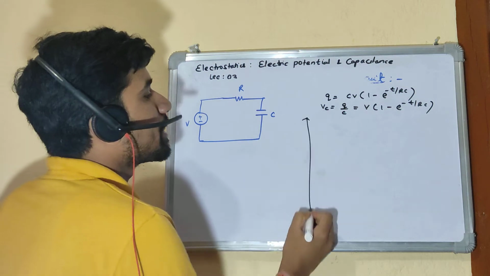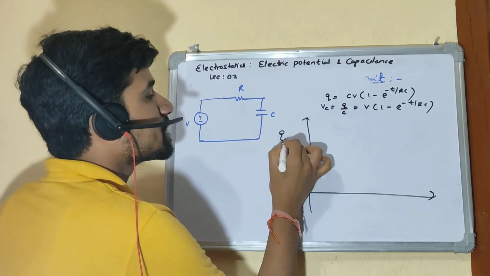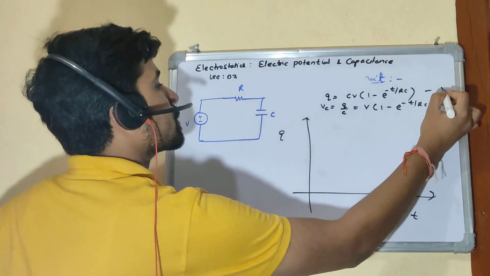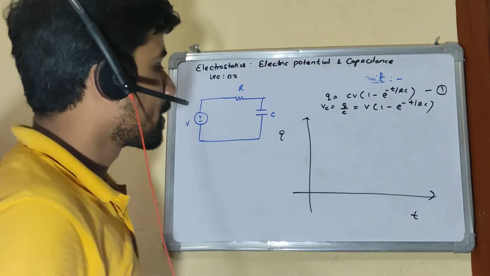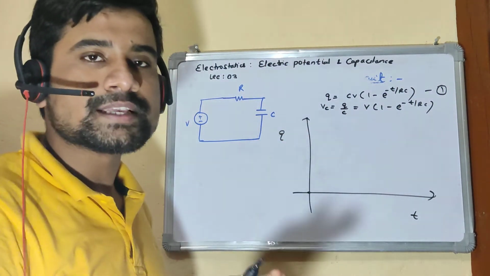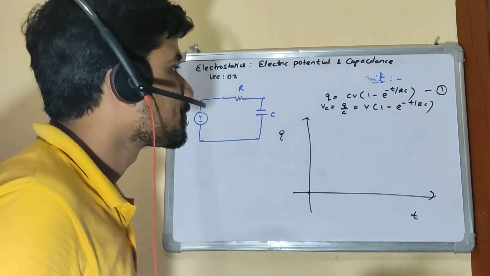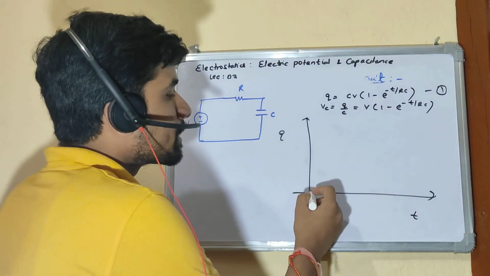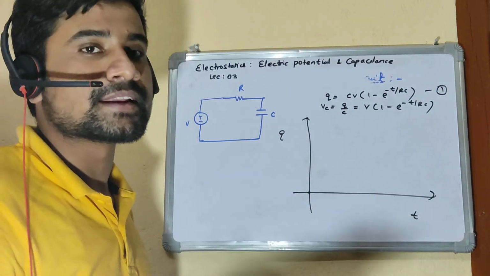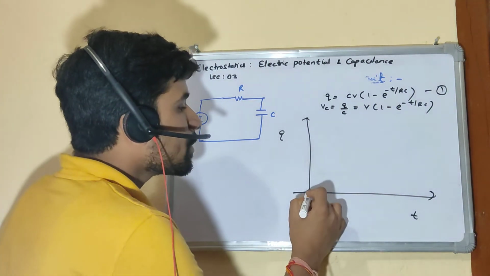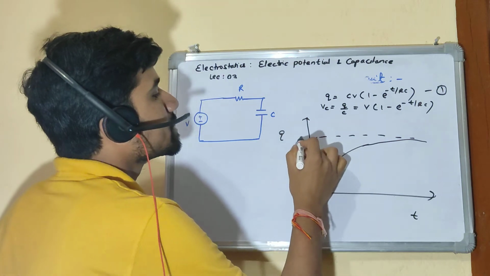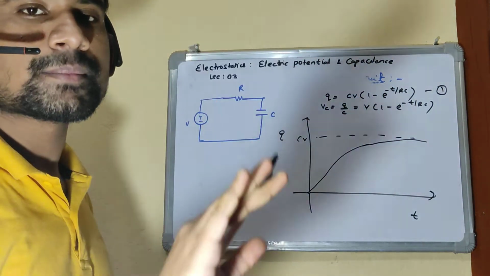If I plot graphically, let's say charge and time. At time equal to 0, you take the first equation, my charge is 0. It is discharged totally, right? And if you see this charge, slowly it will increase. And at a very high time, which is like infinite time, you see that it will become something like CV, right?